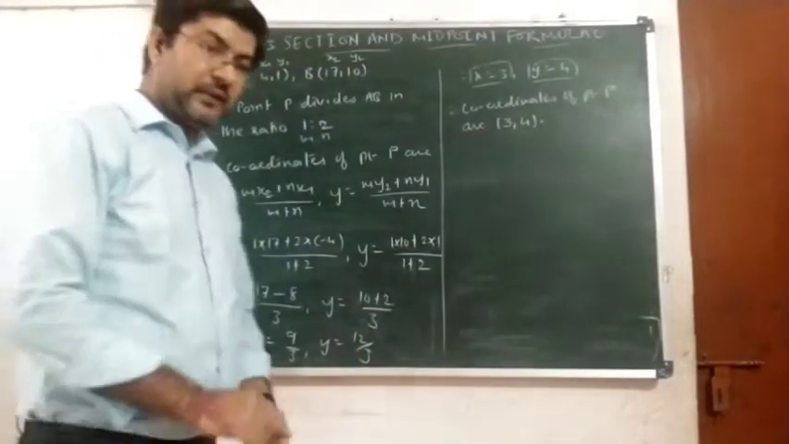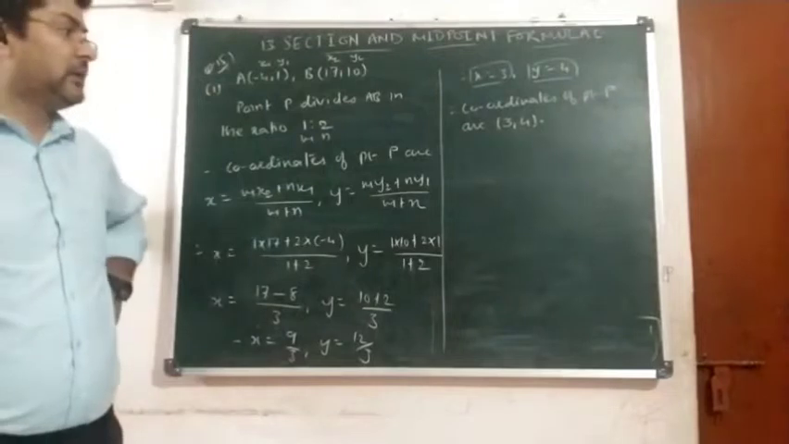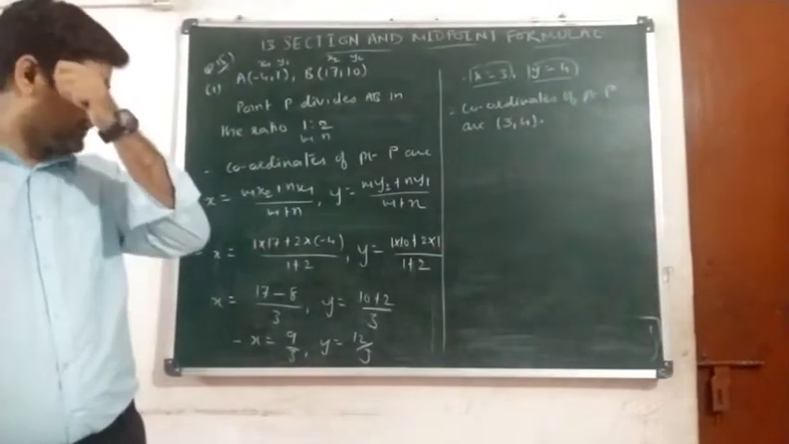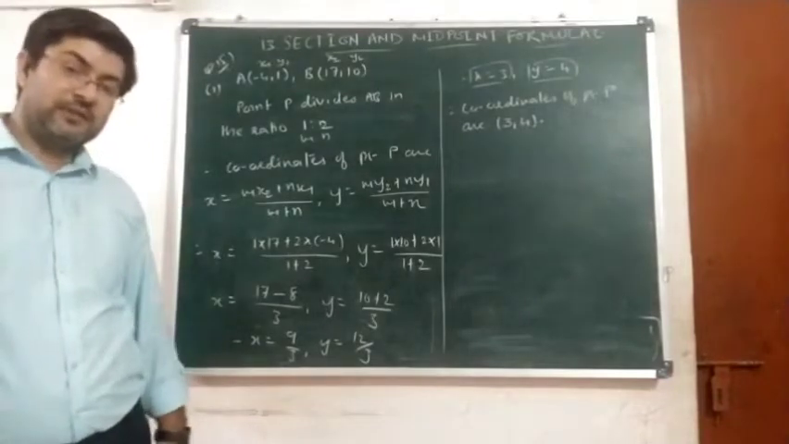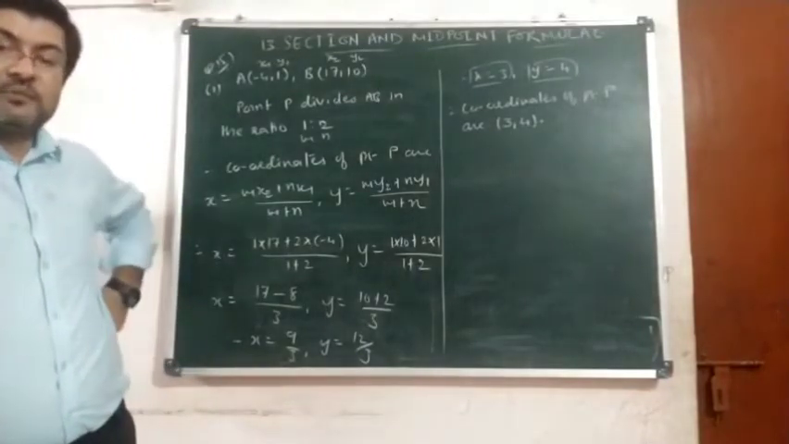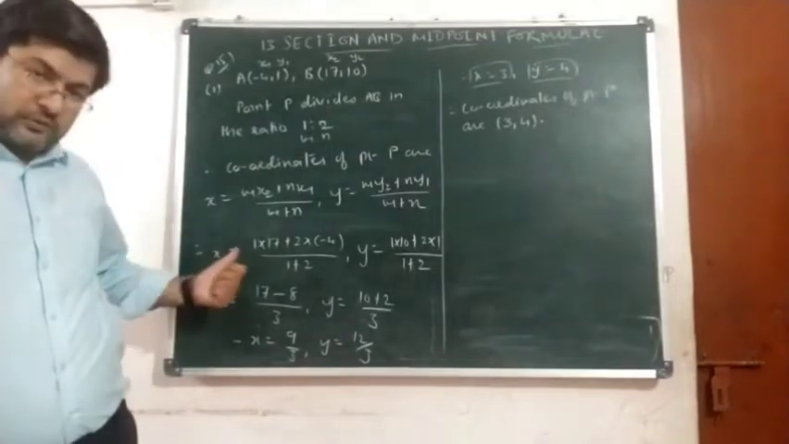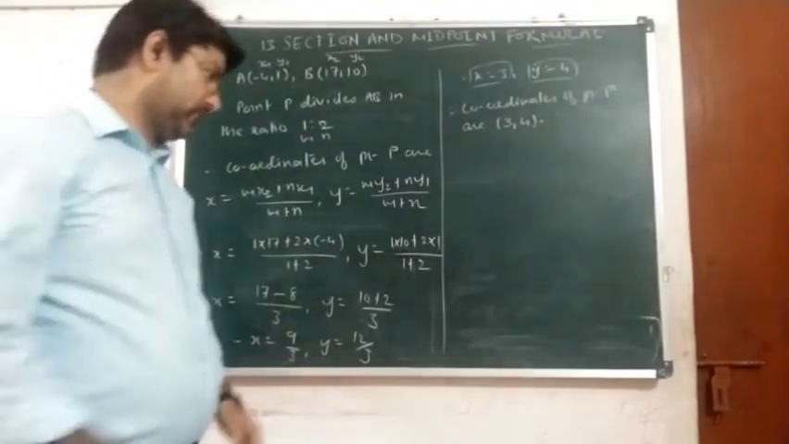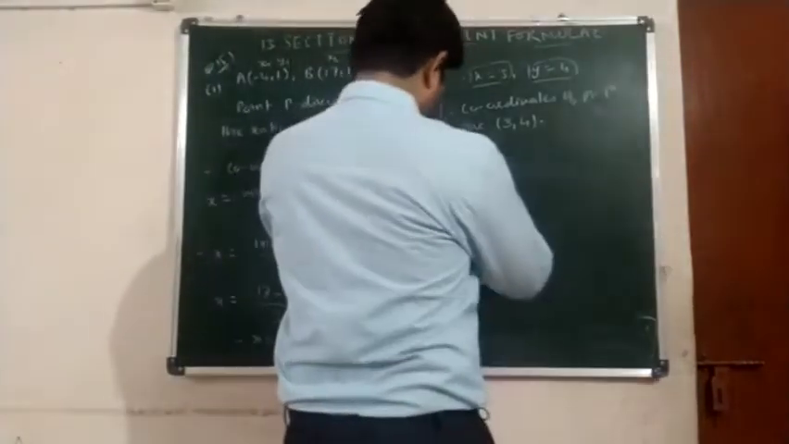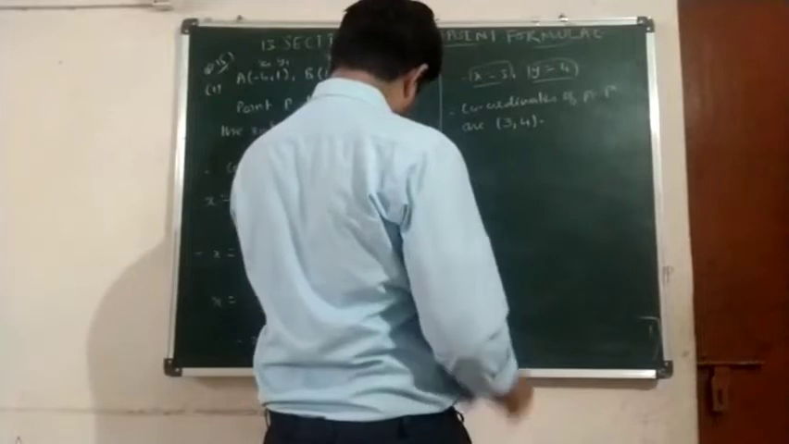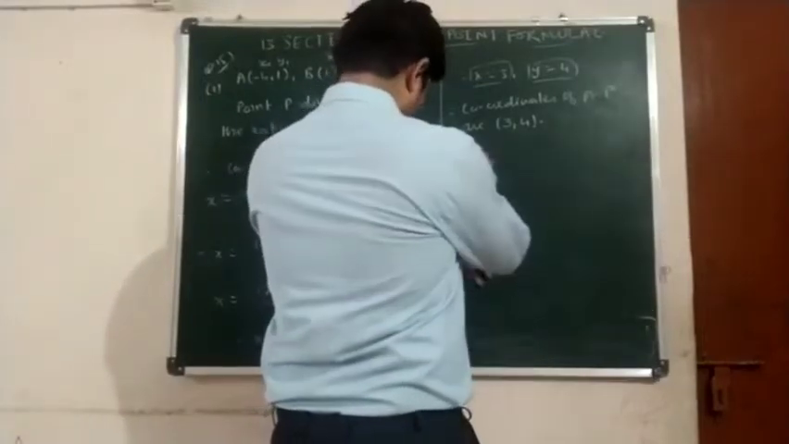Now we have seen this formula, the distance formula. Distance of any point from the origin is given by the square root of x square plus y square. We have learned this formula in class 9. In the beginning of this chapter also I explained the formula to you. So let us recall that formula. Distance of any point from origin.